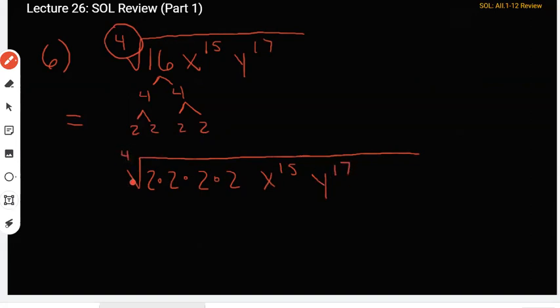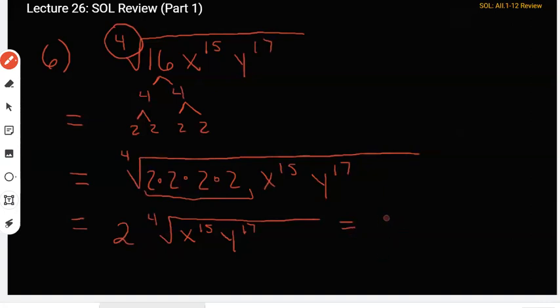And my index is still 4. So now, since I have a group of 4 different 2's, I can take all this out as just 1 2. But on the inside of the radical, I'm still going to have x to the 15th power and y to the 17th power.